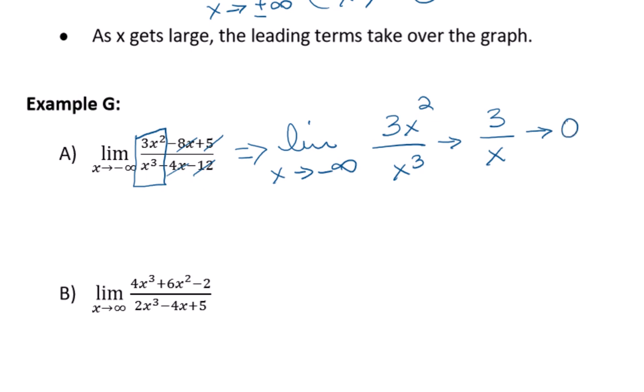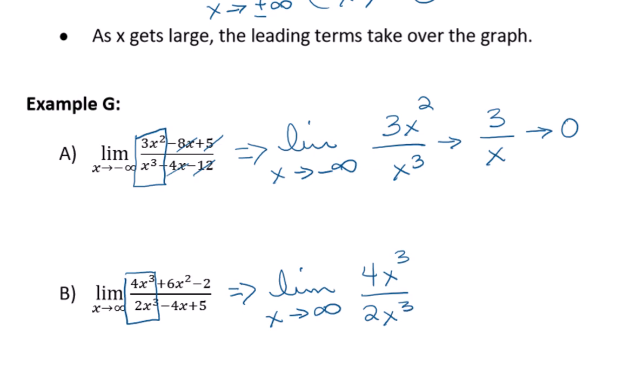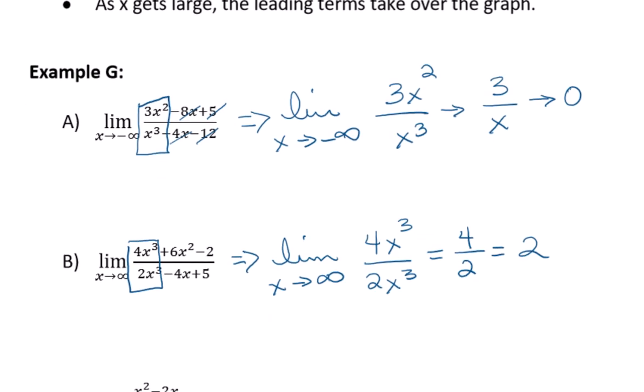If you want to pause and try B on your own, you can. But the approach is the same. We're going to focus on merely the leading terms. In this case, the variables do reduce, the x cubes, and it leaves us with 4 halves or the number 2. That means this function is approaching 2 as x goes towards infinity.